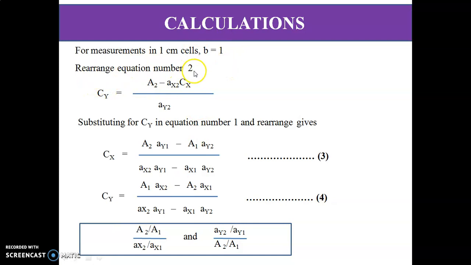So rearrange equation number 2. We will get this type of equation: Cy is equal to A2 minus AX2 into Cx, divided by AY2. Now substitute for Cy in equation number 1 and rearrange this equation. We will get equations 3 and 4.